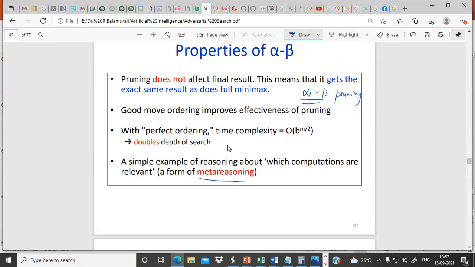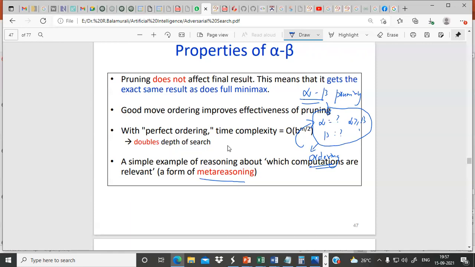What kind of reasoning do we do here? For every node we assign an alpha value and a beta value, and whenever alpha is greater than or equal to beta we prune. That itself is a reasoning. But in alpha beta pruning we further perform another reasoning called ordering. Why are we doing this ordering? To improve the efficiency of alpha beta pruning.